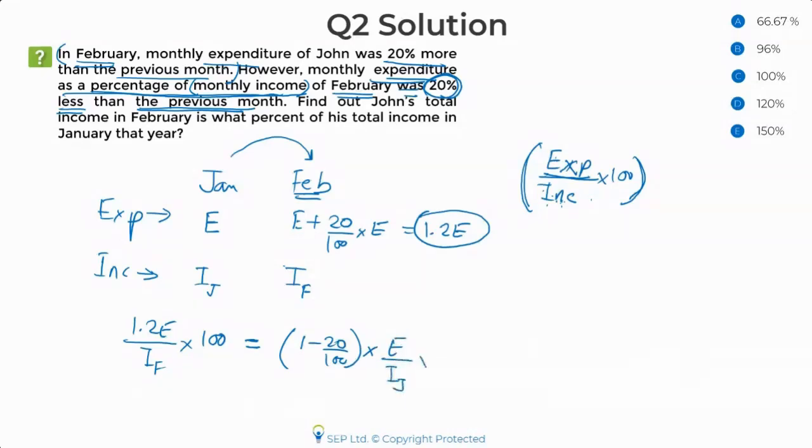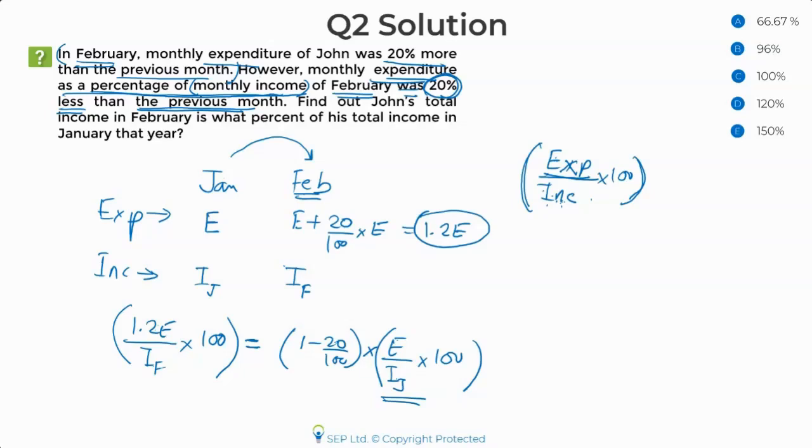IJ. So if I have to break it down again for you, they're saying the expenditure to income percentage in February is 20% less than that of the expenditure to income with respect to January. Is this part clear? Because I think for most of you, it was the second line which was difficult. So I hope I was able to break it down for you. Always try and break it down slowly and steadily to understand the question.